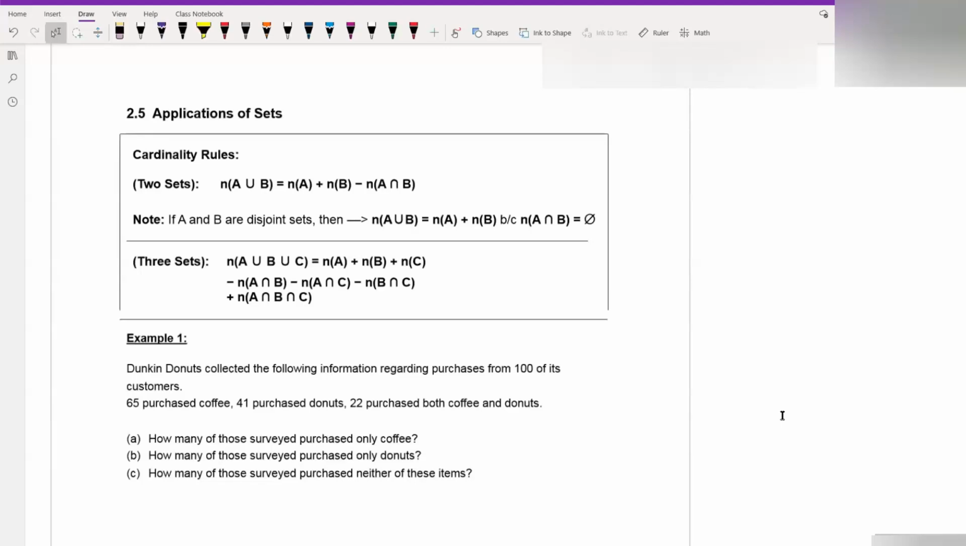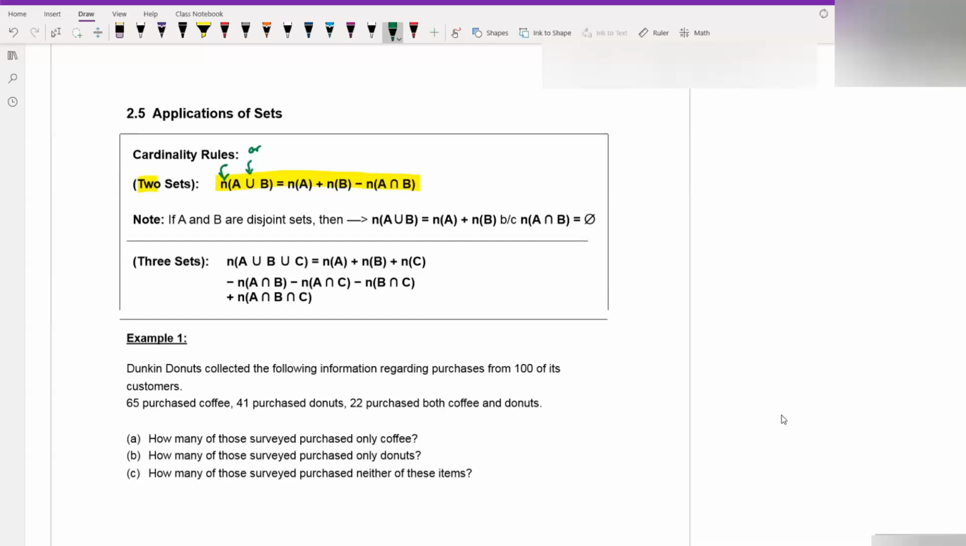Here we have cardinality rules. The first one is for 2 sets. The other one is for 3 sets. So this is the number of elements inside A or B. So that is for or.